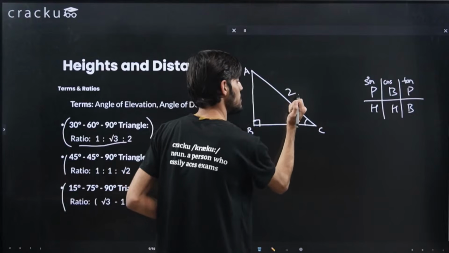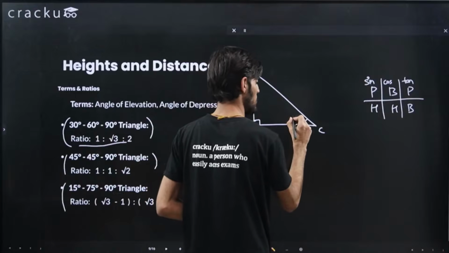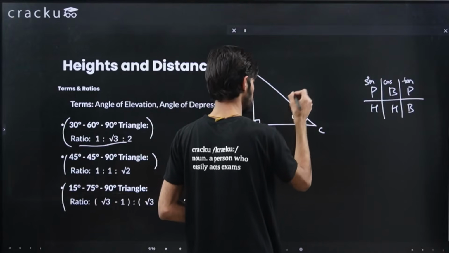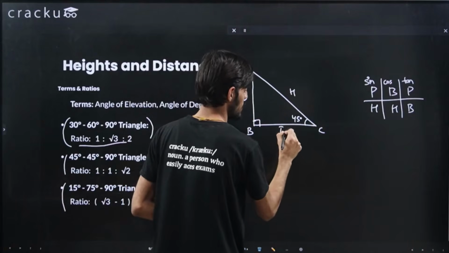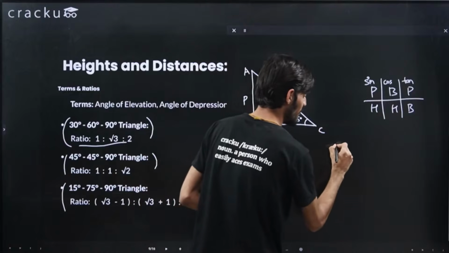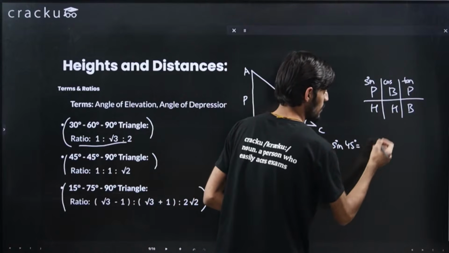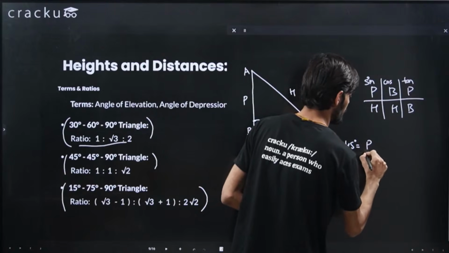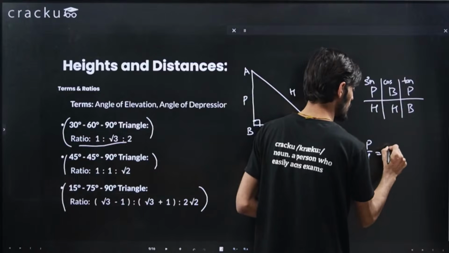So let's say this angle is 45 degrees now. This is 45 degrees. This will, of course, be hypotenuse. You can take this as perpendicular, this as base. Okay. So sine of 45 will be, sine is perpendicular divided by hypotenuse, and sine 45 is 1 by root 2. So this will be equal to 1 by root 2.